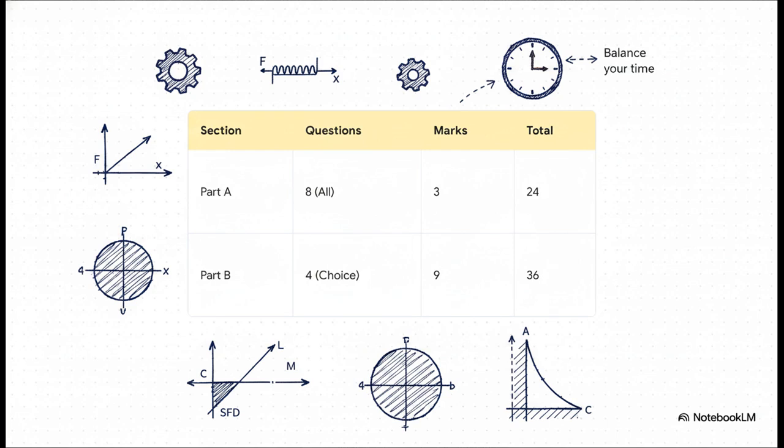Part B is where the heavy lifting happens. You choose 4 questions, each worth 9 marks. This is where your long SFD and BMD drawings or your complex principal stress calculations using that massive formula we just saw are going to live. So balance your time accordingly. Do not spend 15 minutes on a 3-mark question.